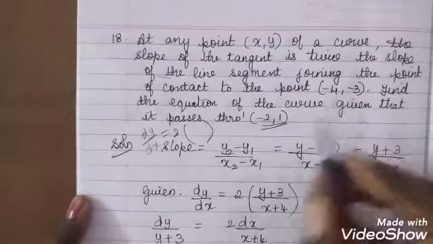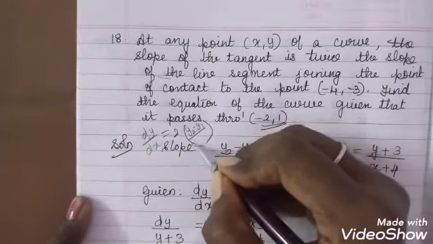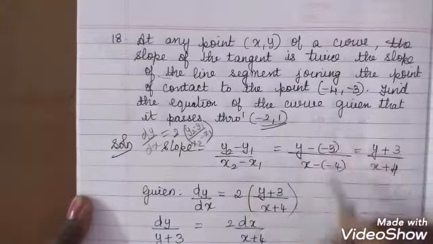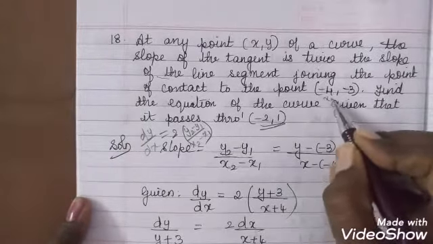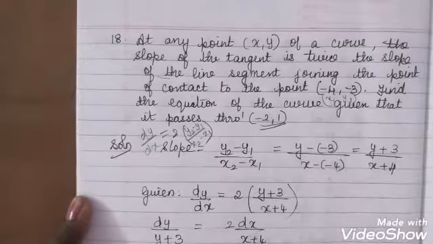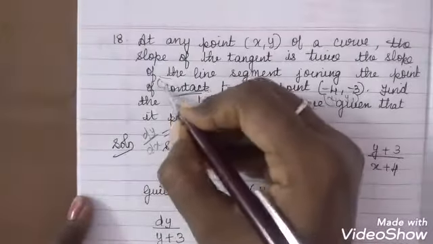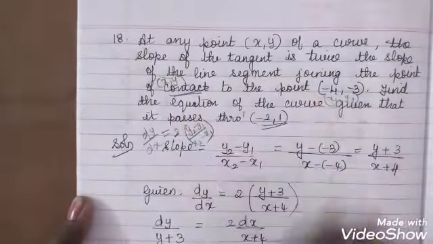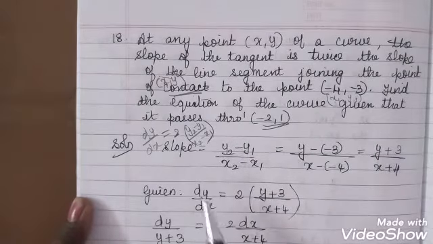So what is the slope here? You will just write it as y2 minus y1 divided by x2 minus x1. So in this case, you will know what is your x1 comma y1. It's nothing but this. But what is the other point? The point of contact. This point of contact we'll have as x comma y. So that is equal to twice of this one. That is what is given.